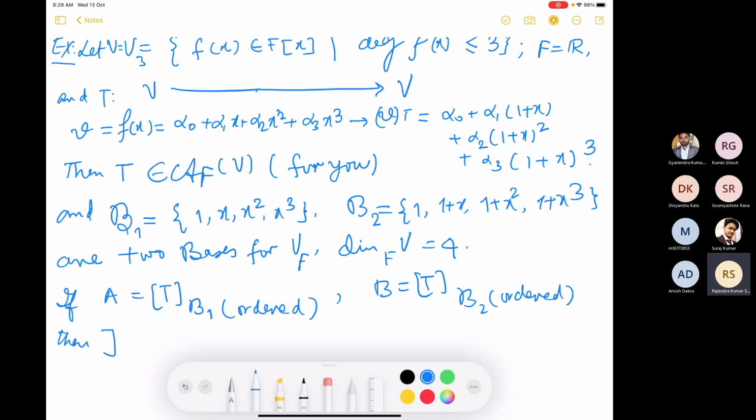then there exists a matrix C in M_n(F), where n is here 4, such that B is C inverse A C. So we shall now find out these A, B, C. Find A, B, and C, the matrices. So this is the example that we are now doing.